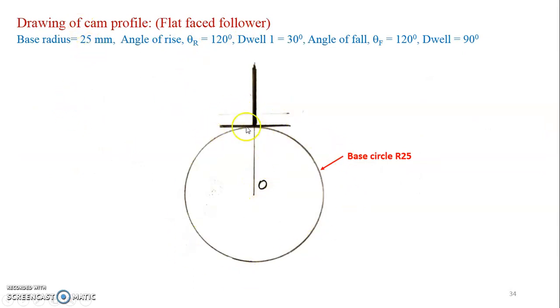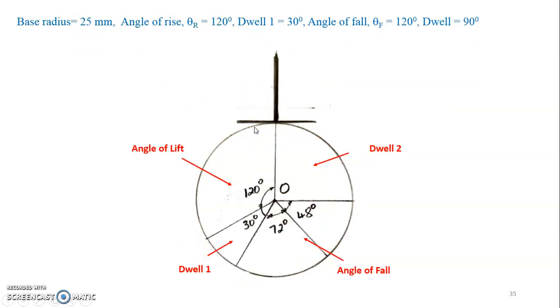I'm going to mark this as O, and then I'm going to draw a flat face follower. Once I do that, so this is O. Then I'll draw the angle of rise, which is 120, 12, 30. Then angle of fall, which is 120 degree, and then again 12. But this 120 degree is again 72 and 48. How did I get these values? I got it from the displacement diagram. So this 72 plus 48 will again become 120.